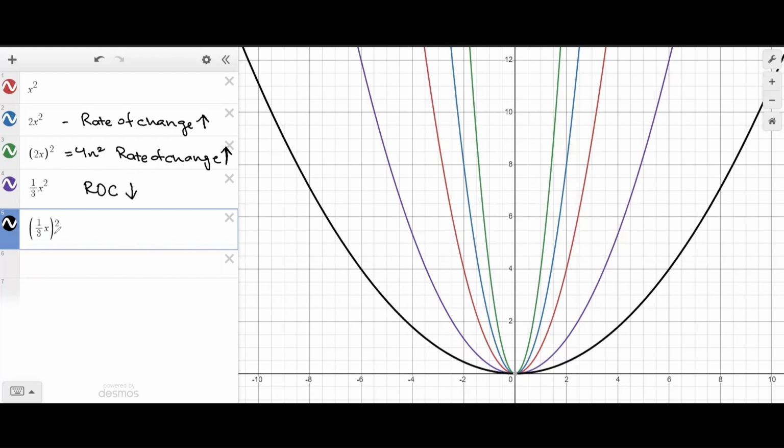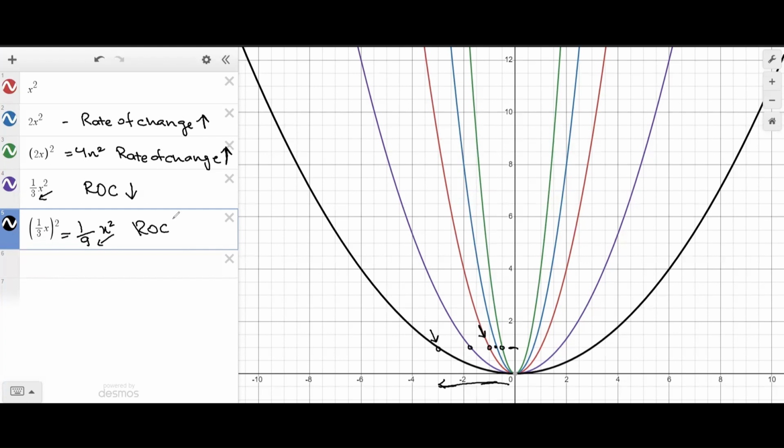And let's look at this one. Now, this function is basically equal to 1 over 9x squared. And the whole function, the output is divided by 9, which is a greater number as compared to 3, right? And so the rate of change would decrease more. And we can see it on the graph here that we are reaching the y value much later on the x-axis as compared to the original function, which is the red line here.